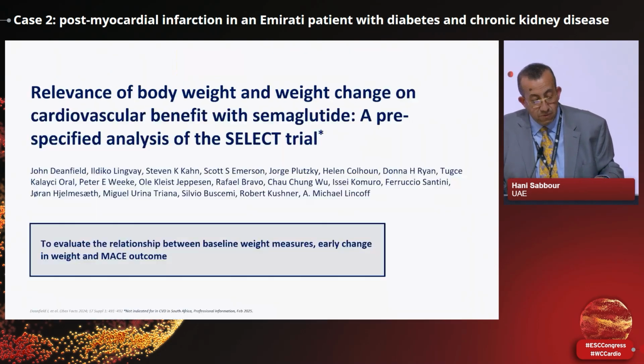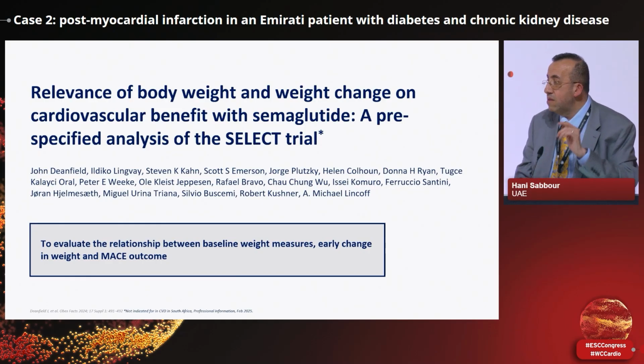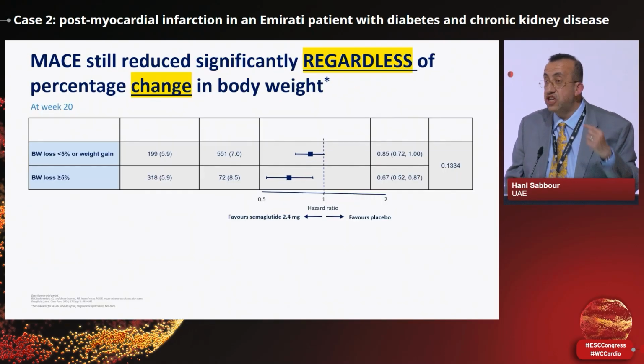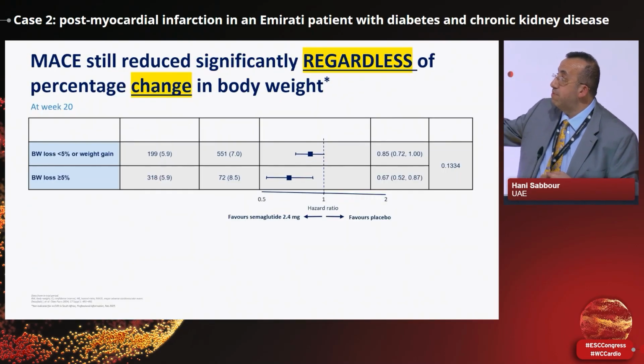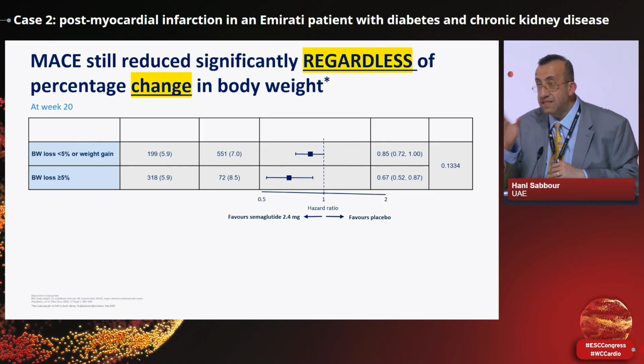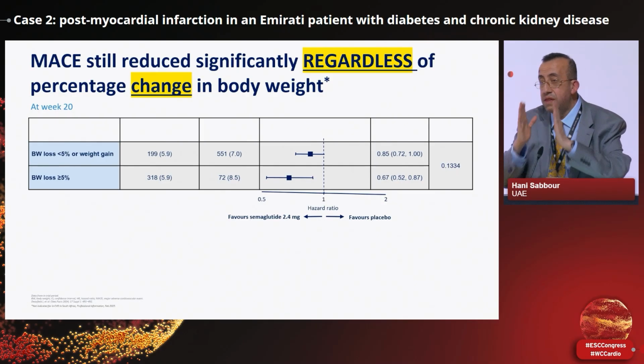In the SELECT study, which was a cardiovascular outcome study, the BMI was over 27. They were not diabetic. They all had ASCVD. Regardless of the baseline body weight and regardless of the change in body weight, whether it was more than 5% or less, semaglutide reduced cardiovascular events, MACE, and hard endpoints by 20%, and the endpoints accrued within the first year.